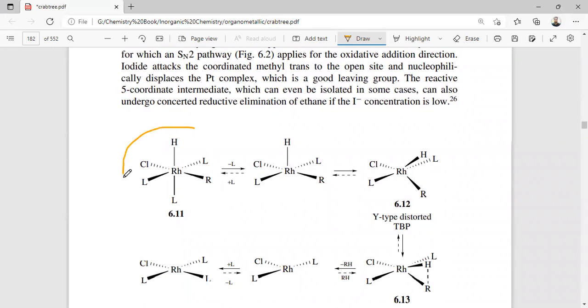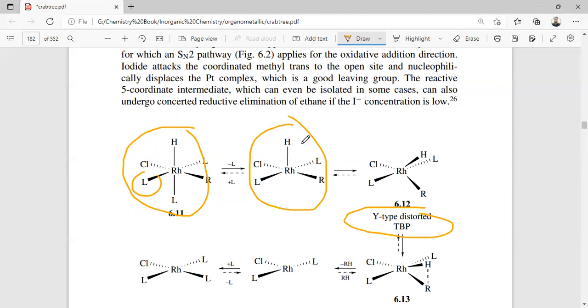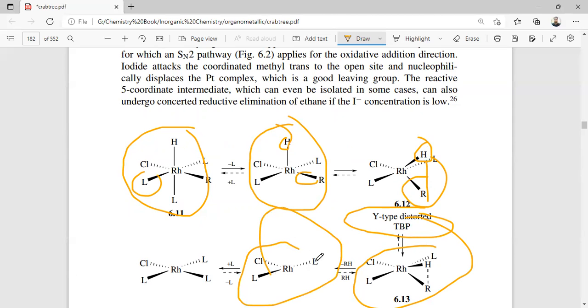So here it's a 6-coordinate octahedral complex, which first eliminates one L-type ligand to form this TBP type 5-coordinate structure. Then there is distortion to the Y-type TBP structure. The H and R groups come closer to cis position. Then there is an interaction between the H and R to form this intermediate. Then reductive elimination of RH forms this 3-coordinated intermediate. Then another molecule of L connects to form this stable 4-coordinated species.